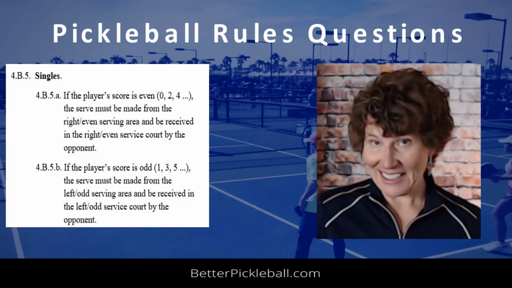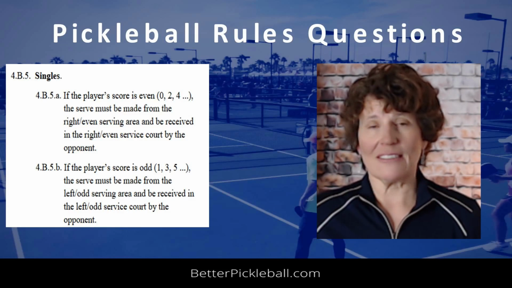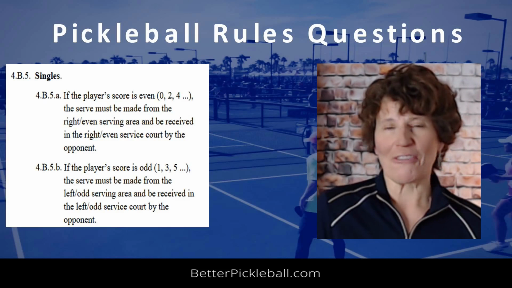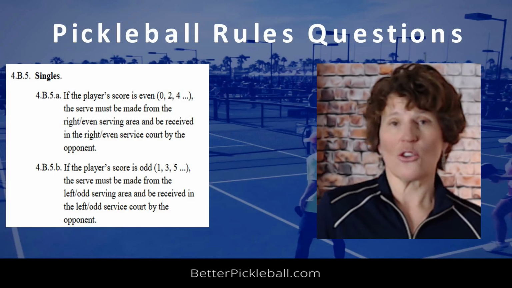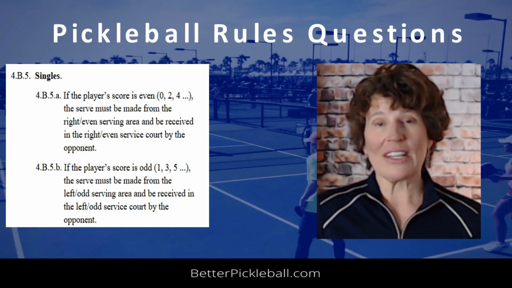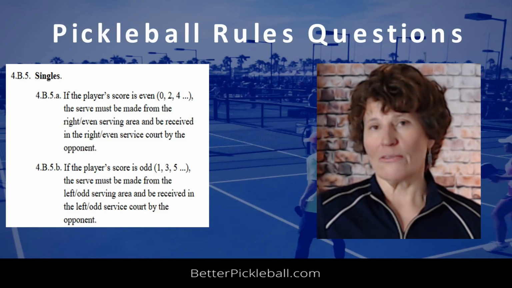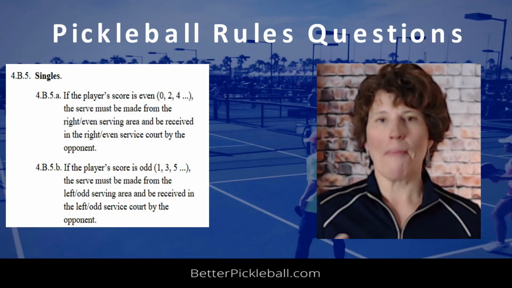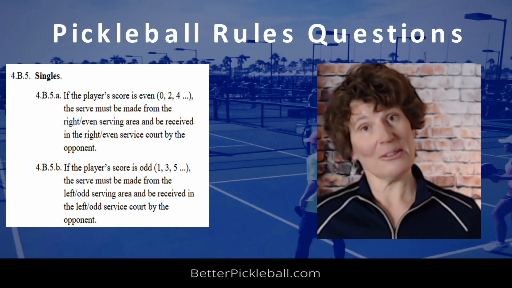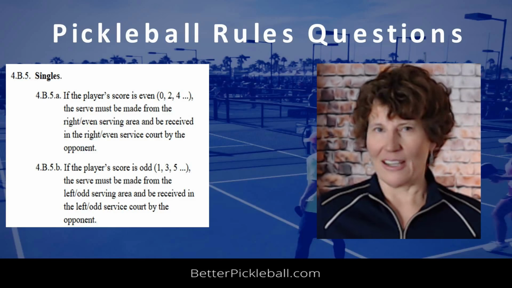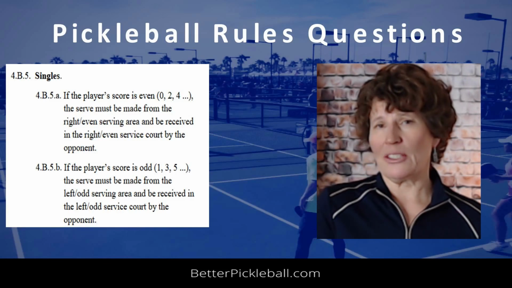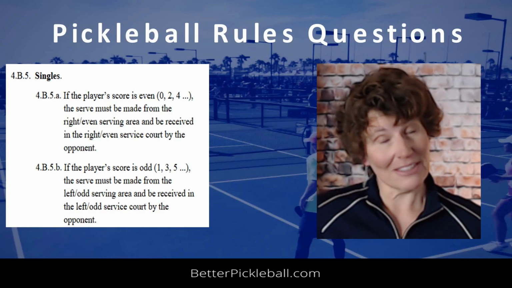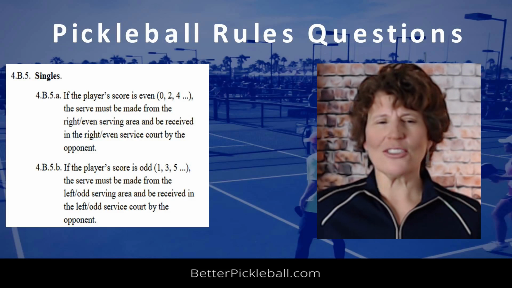So we change sides. If that person doesn't score and I get the serve back and the score is still 1-0, we move over and I serve on the left or the odd side of the court. So in singles, I serve from either the odd side or the even side based on my score. Okay, so that's where the service comes from on the singles side. So a little variation between that and the doubles. Hopefully that answers some of those serving questions. Okay, let's move on to the next one.